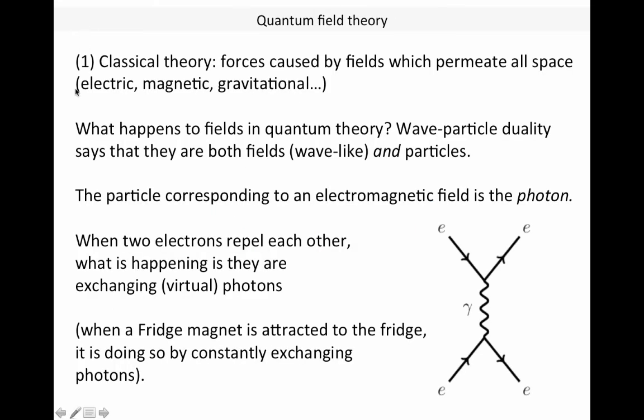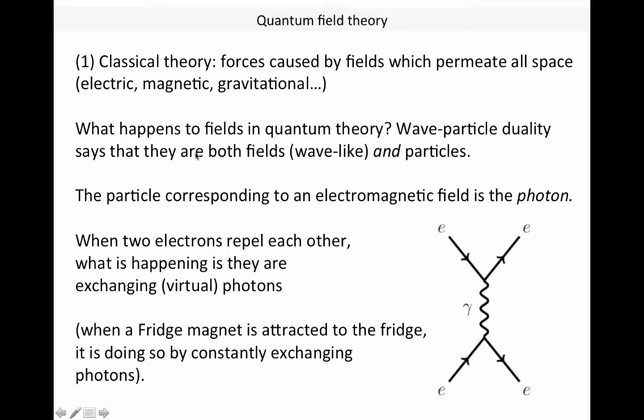Okay, we're going to round off this mini lecture by introducing quantum field theory, at least conceptually. Now, in classical theory, forces are caused by fields which permeate all of space. So electric fields, magnetic fields, gravitational fields. We're familiar with these from classical physics. So the question is, what happens to these fields when we try and describe them using quantum theory? Well, of course, wave-particle duality says that fields, which are wave-like things, they're extended through space, also have a particle-like nature. Quantum theory says things aren't just fields or particles, they're both at the same time.